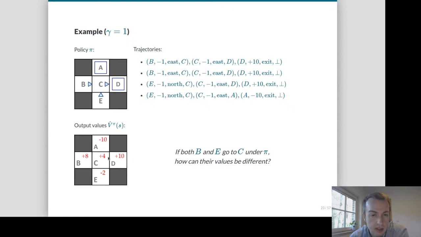Right. And it's even more weird, because we know that the reward that we would collect at either B or E are actually the same. So their reward should actually be identical in this case. But the algorithm computes something different, and it says that the estimated utility should be plus 8 for B and minus 2 for E.